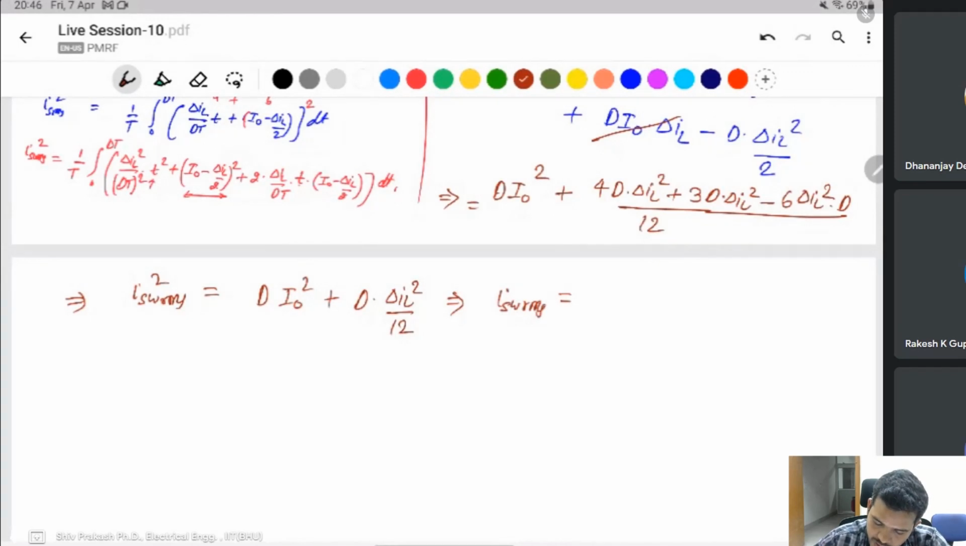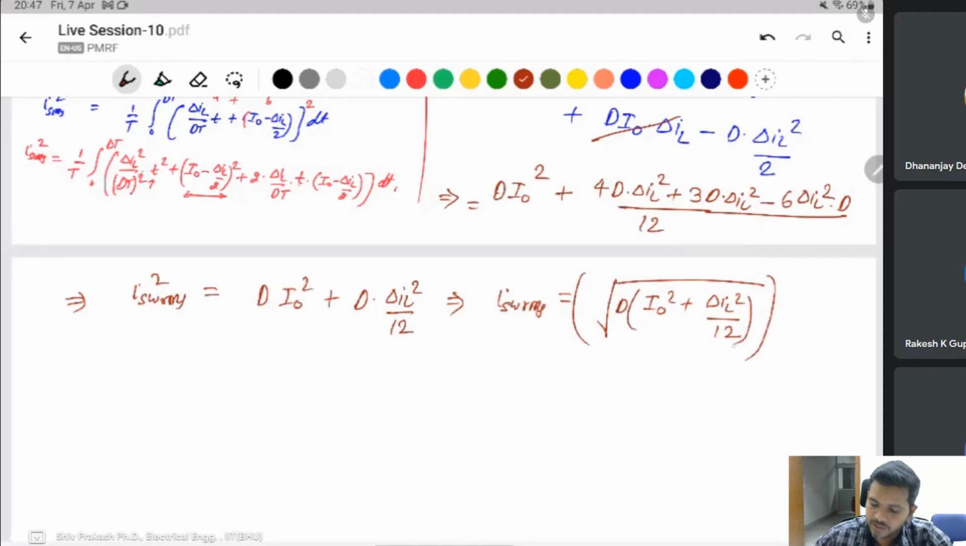I switch RMS current is equal to root of d into I naught square plus delta IL square divided by 12. You can take d as common here. This one is the RMS current passing through the switch in a buck converter. You have taken only the DT time in the I naught equation.